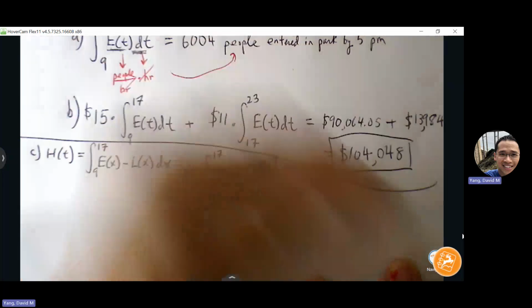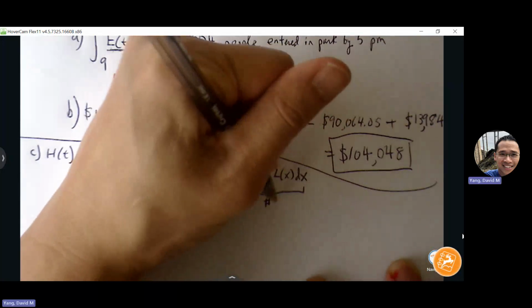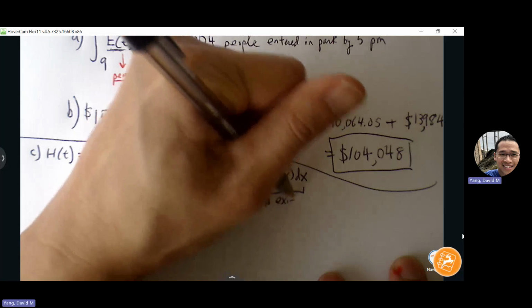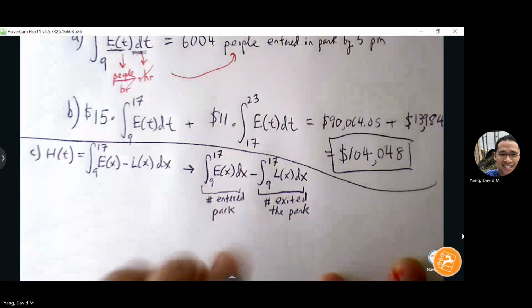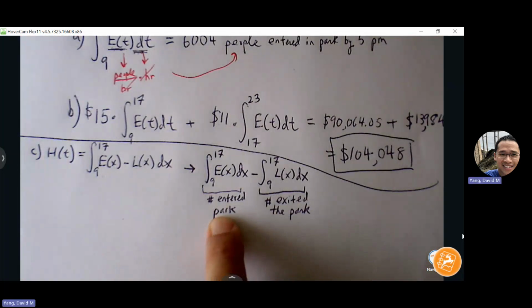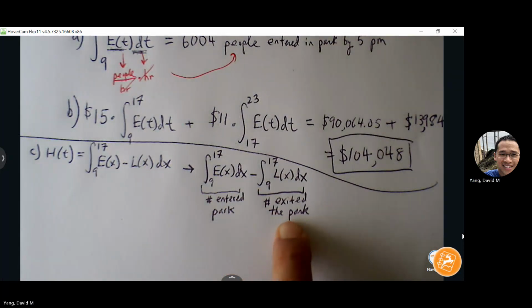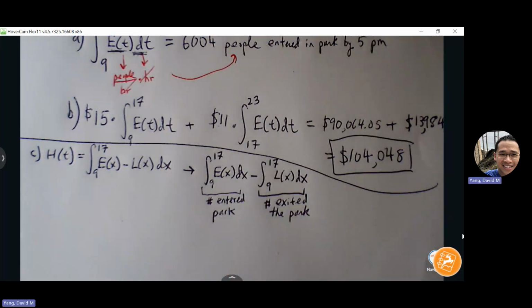And what do you think this represents? The number of people who left the park, or exited the park. So if we have the number of people who've entered the park and we subtract the number who've exited the park, what does the resulting number tell us in the park? Okay, so h of t.